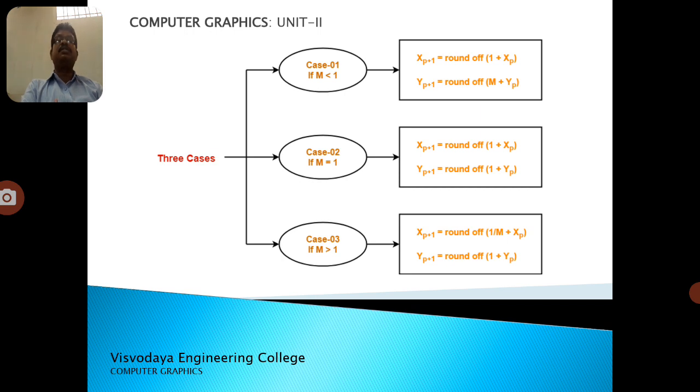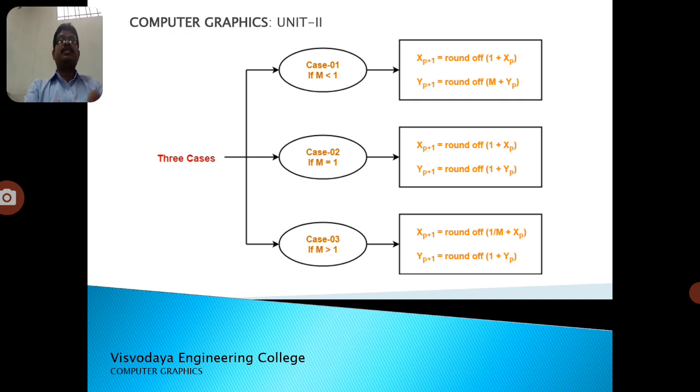Case 1 depends on the m value. If m is less than 1, we will take the next coordinate in a different manner. Case 2: if m equals 1, we will take the next notations to find the next coordinates. And the third one is case 3: if m is greater than 1, then we can find the next coordinate like this. So when we find the m value, only then can we decide it.